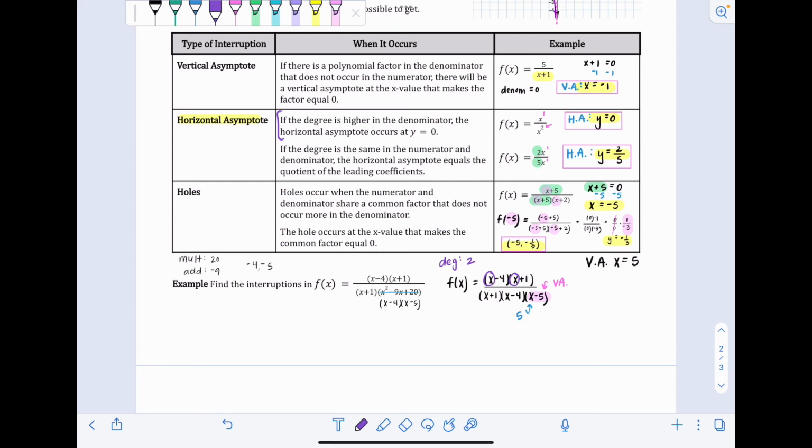And then in the denominator, this is 3 x's being multiplied together, so the denominator is degree 3. That means we fall under the first category of horizontal asymptote: if the degree is higher in the denominator, the horizontal asymptote occurs at y equals 0. Our denominator has degree 3, our numerator only has degree 2, so our horizontal asymptote would be at y equals 0.